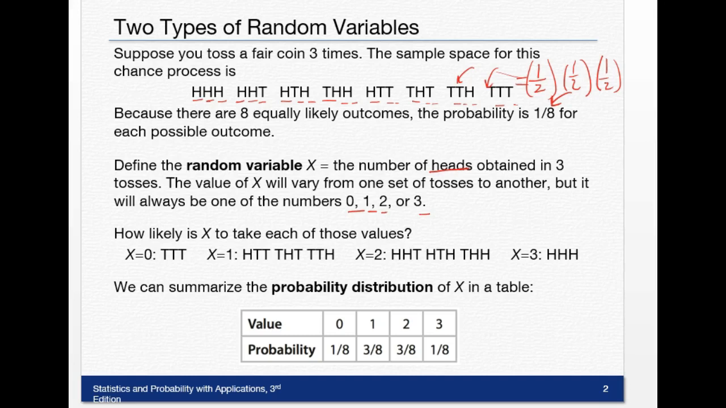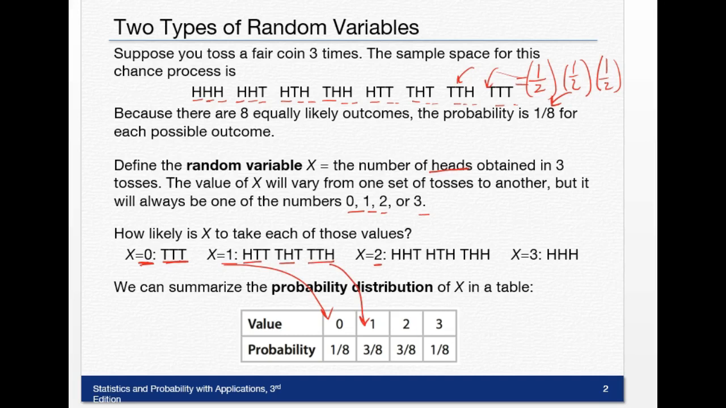So we look at our sample space up here. Well, how many times did x equal 0? No heads. Well, only one outcome where it was tails, tails, tails. So from that we get 1 out of 8. Well, how likely is it that I get 1 head? Well, here's one outcome that comes out with 1 head. Here's 1, here's 1. And there's 3. So 3 out of 8.